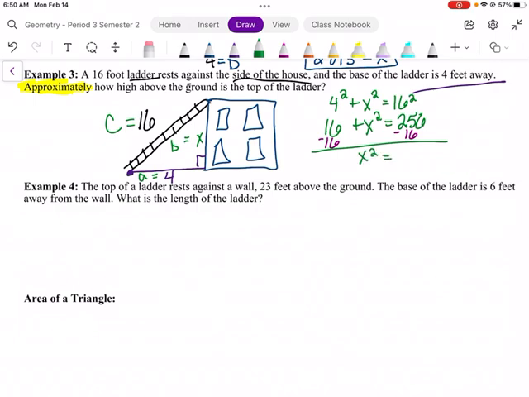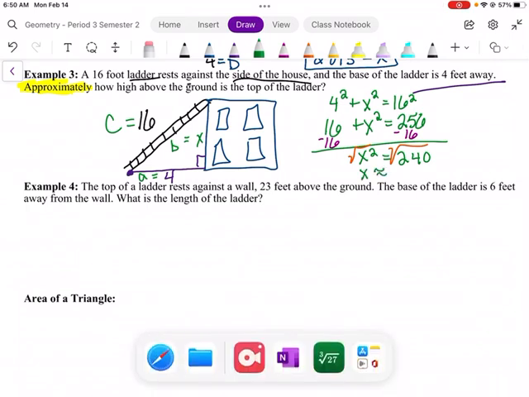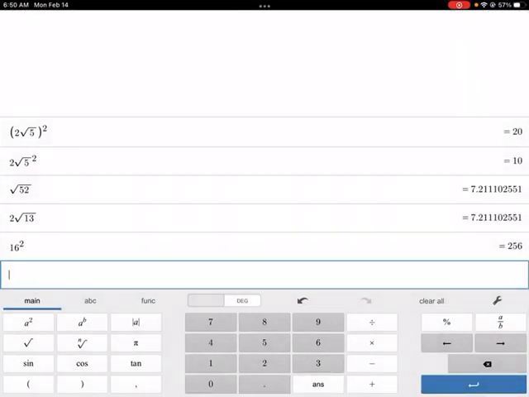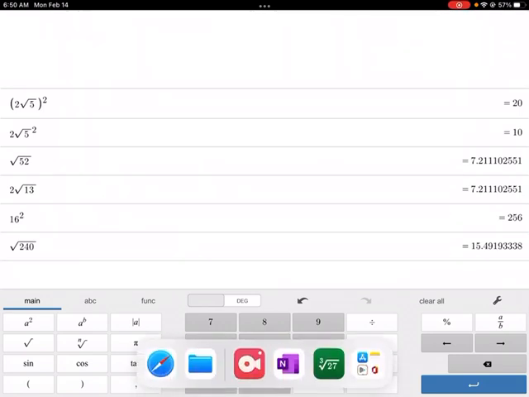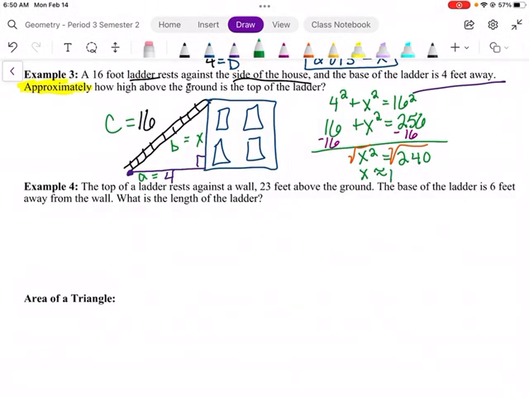240. Now remember, this one, it did say approximate, so we can type this into our calculator to get the approximate value of x. So we don't have to get that exact answer. So that'll save us some time because we won't have to simplify the radical. And this will be about 15.5. And don't forget your label, feet. And that's our answer.